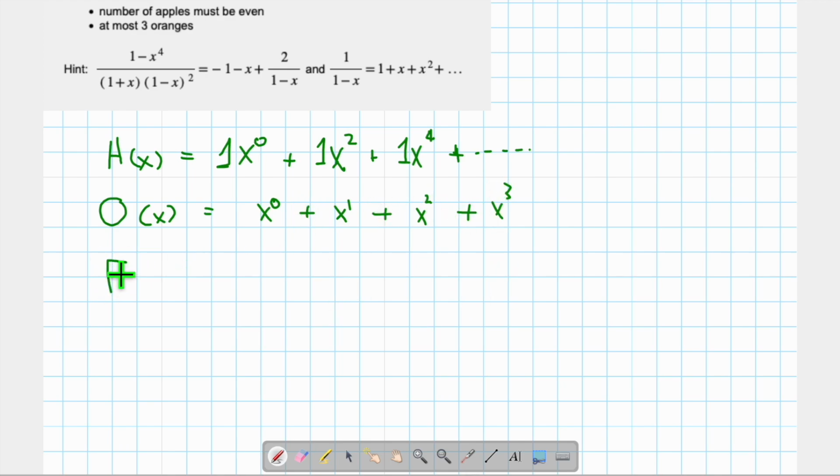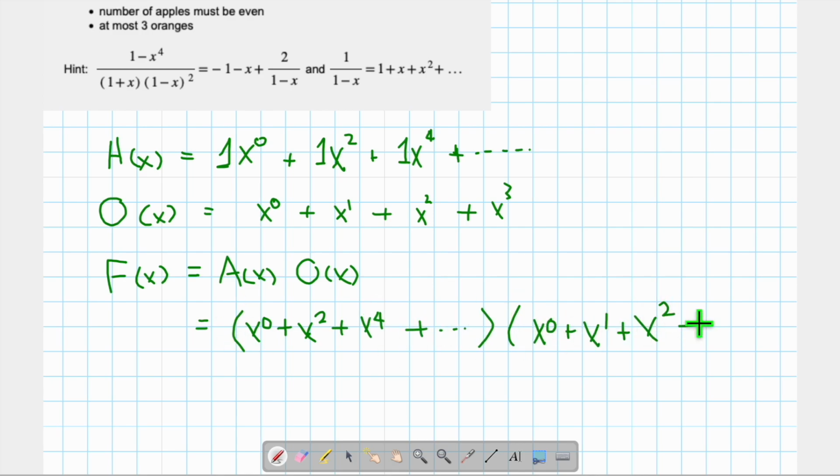Then what will be the fruit polynomial? The fruit polynomial will be the apple polynomial multiply the orange polynomial. Okay, what does it mean? It is the product rule. The Cartesian product of the ways you select apple multiply the ways you select orange. This is the generating function version of the product rule, okay? Then the fruit polynomial will be these two multiplied together. Okay, so this is the fruit polynomial.